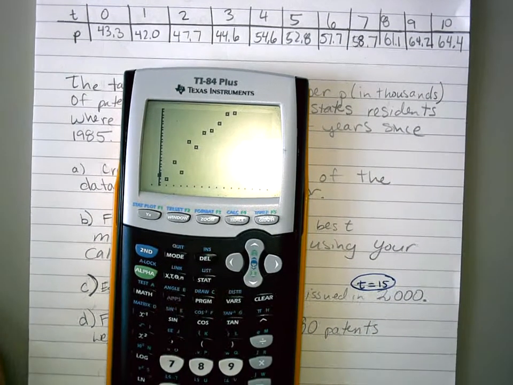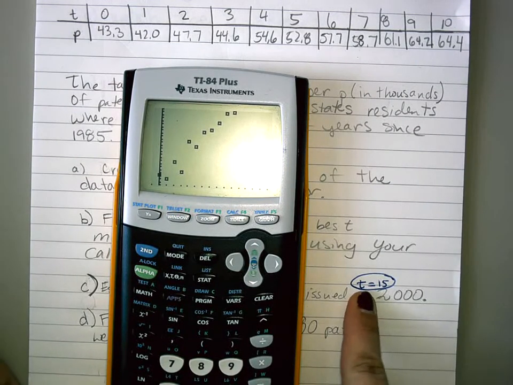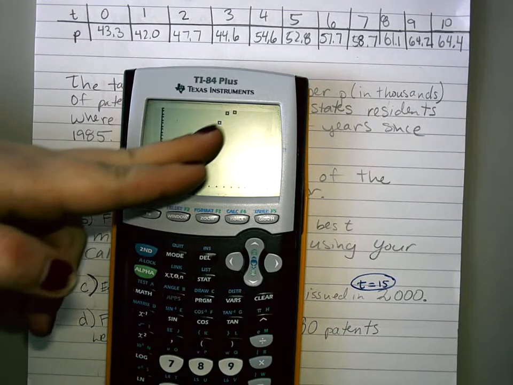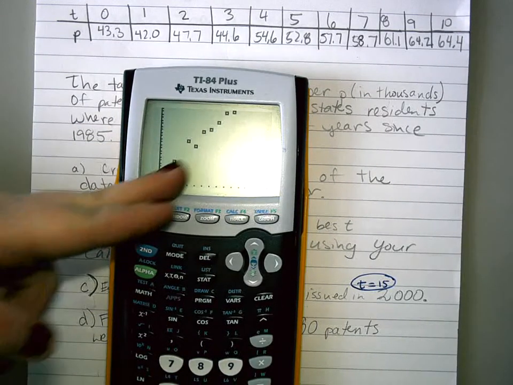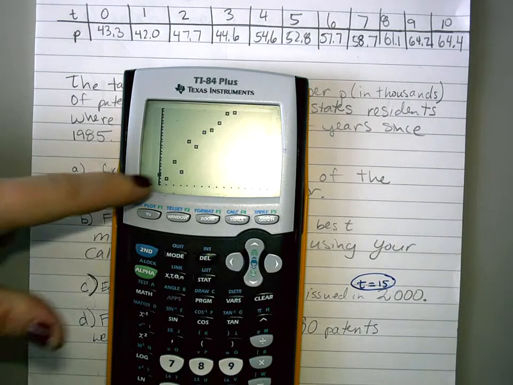Look at that. How beautiful is that? We have a little bit of a space to account for our future value. We have the scatter plot, and you can see that it is tending, that the number of patents is increasing per year of increase.